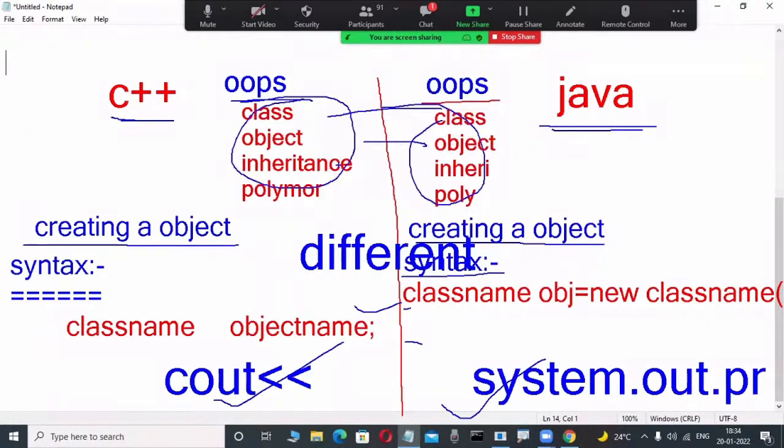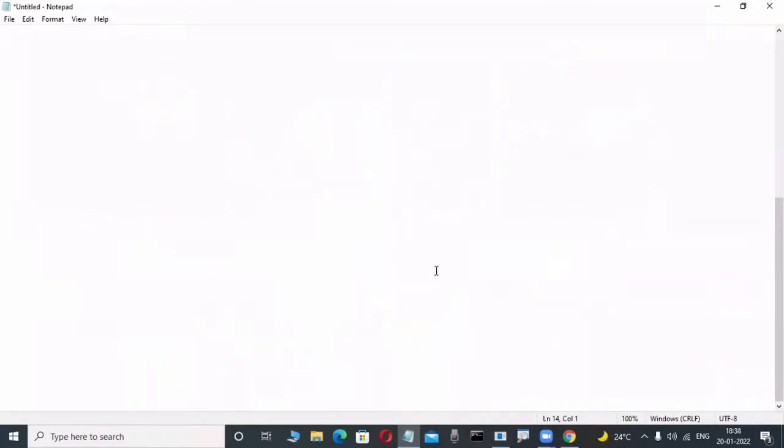What is class? What is object? What is inheritance? What is polymorphism? Same. But syntactically totally different. Why? Because those are two different languages, two different products from different companies. That's why the functions are different and the syntax is also different. Same like here also.